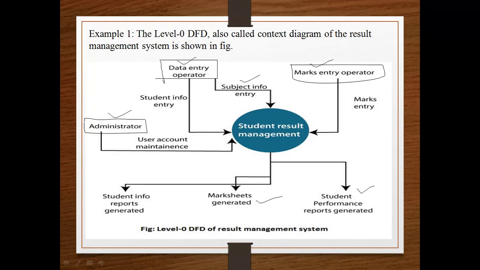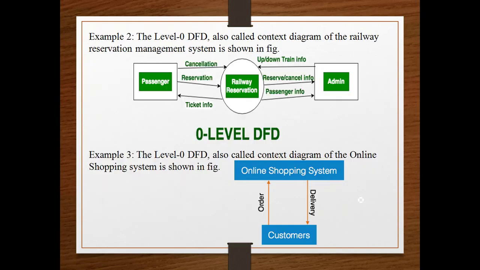Then what I get as an output is a mark sheet generated, students information generated, and a student performance report generated. So this is where the result management is done. The student details are entered, and what I get as reports is the mark sheet and the information of the student as generated. Okay, let's go ahead.